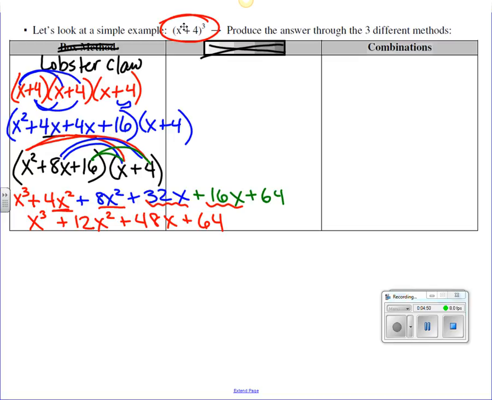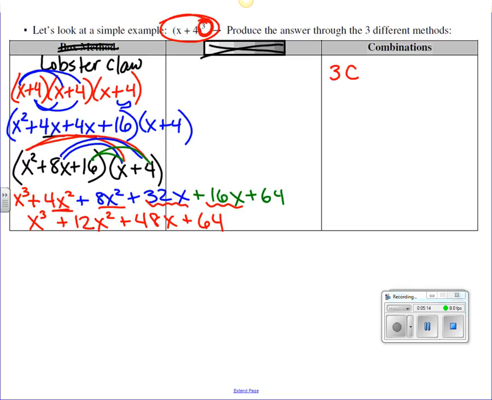Okay, and now I'm going to show you this same problem, Keelan, but we're going to do combinations instead. So it's a different method. So it's actually shorter, but weirder. Okay, so here's how it works. You take your exponent. That's what you start with. So what is my exponent? 3.